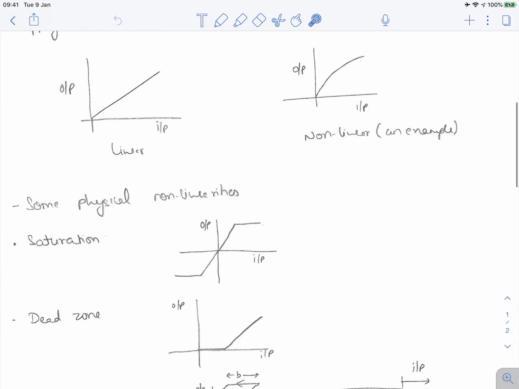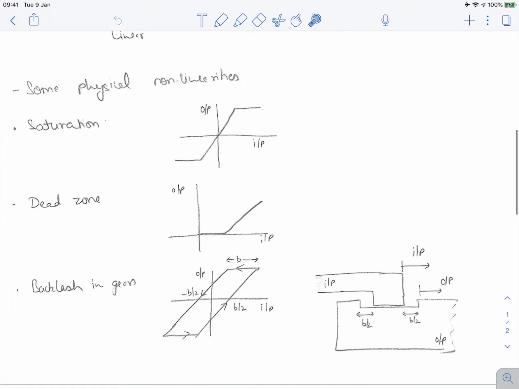So there are some physical nonlinearities, typical nonlinearities, which you would see possibly in your lab experiments as well. So first of all is the saturation. In the saturation, you see that the input-output relationship is linear within this limited zone. For this limited input, the output is linear with respect to input. But after this, as you increase the input, the output stays constant. Similarly, here the output stays constant once you decrease this input.